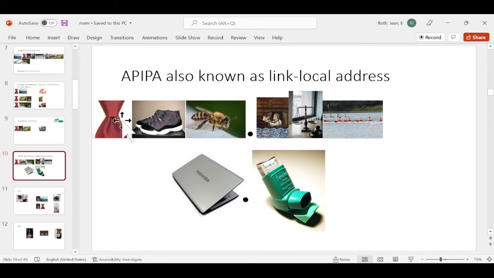Okay, and a PIPA, also known as the local address, 169.254. TSHB is Toshiba dot NLR is an inhaler. So Toshiba inhaler. Maybe they're in a panic because they cannot connect with the internet. And so they need, on their laptop, their inhaler.